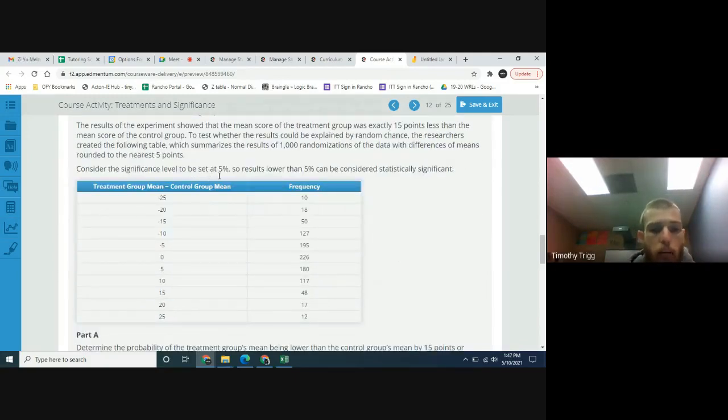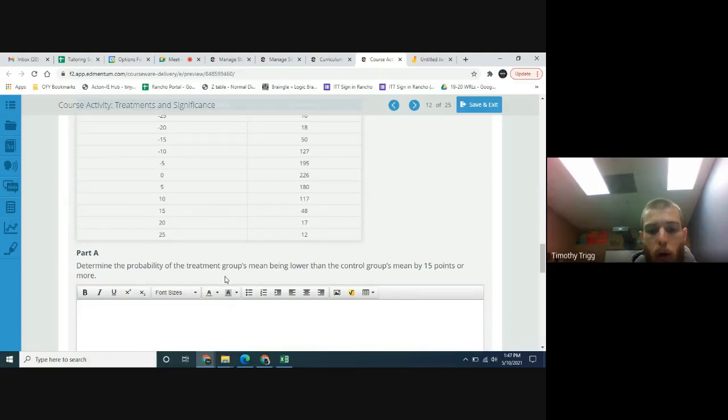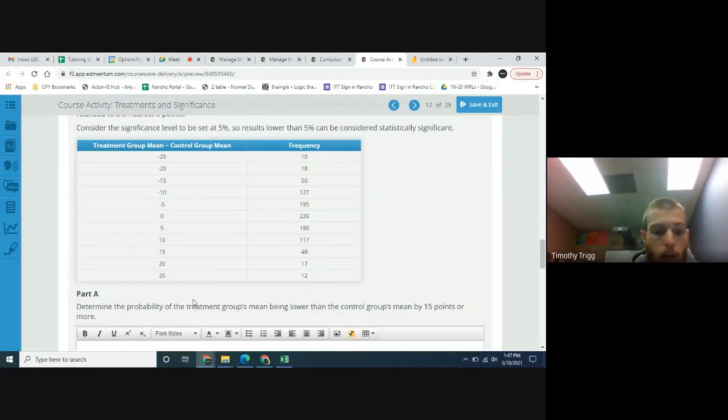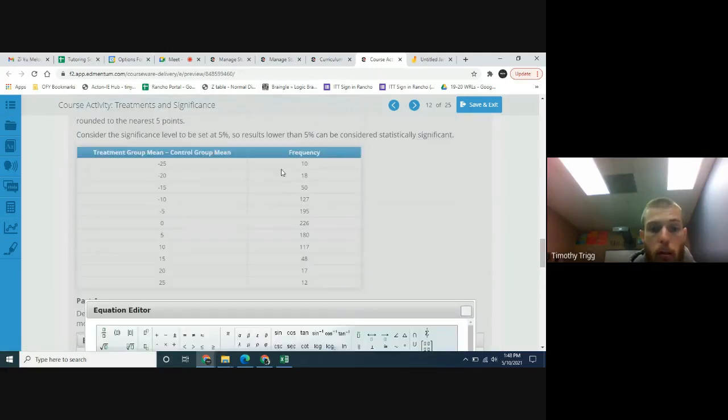Okay, so this is the random re-randomizations. So this is what you'd expect if there was no difference. Determine the probability of the treatment group's mean being lower than the control group's mean by 15 points or more. The treatment group being lower means those are the negative ones. When the treatment group is lower, then when you subtract them, that gives you a negative. So we're going to do 15 or more, right? So the negative 15, the negative 20, and the negative 25. So the number in those groups were 50, 18, and 10.